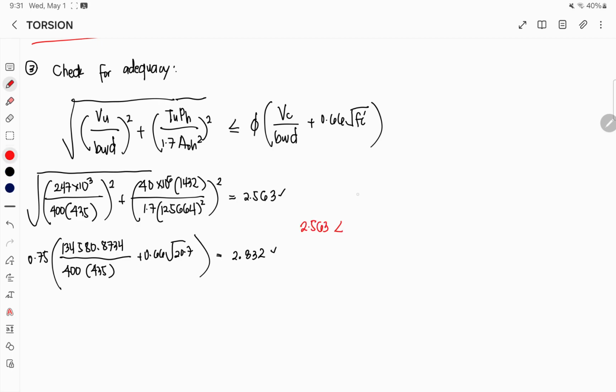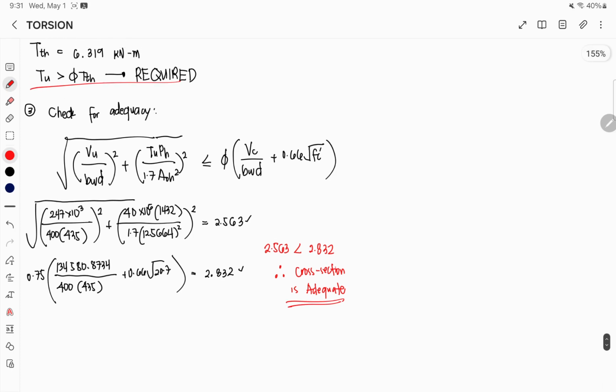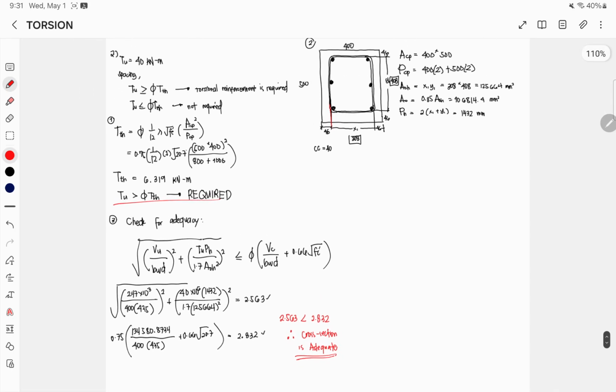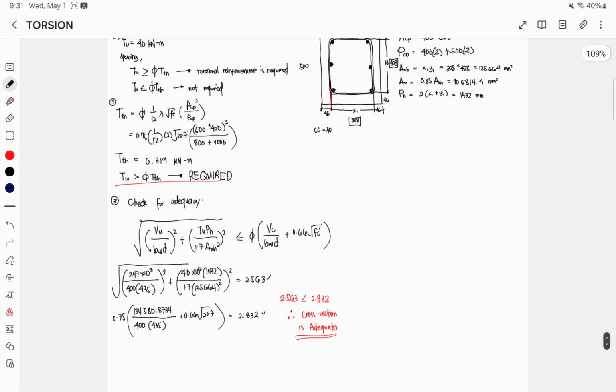So from this value, itong dalawa, we can say that 2.563 is less than 2.832. Therefore, cross section is adequate. Okay. Diyan, checking pa lang tayo ha. Wala pa tayo sa spacing. So next step would be the spacing na.